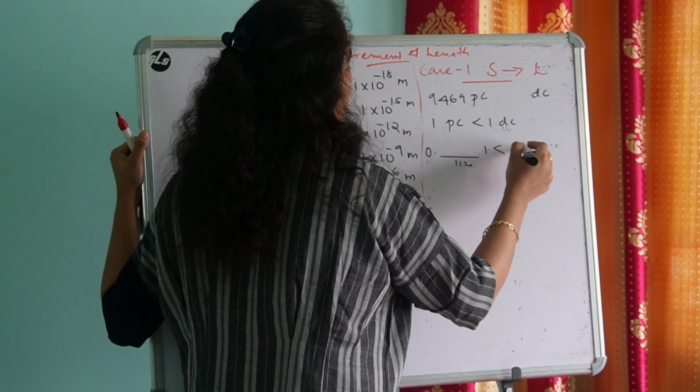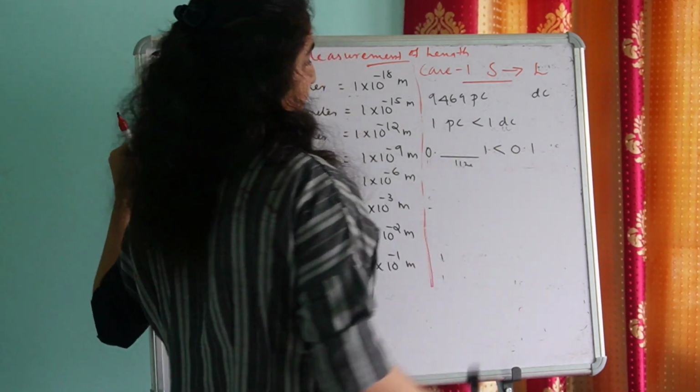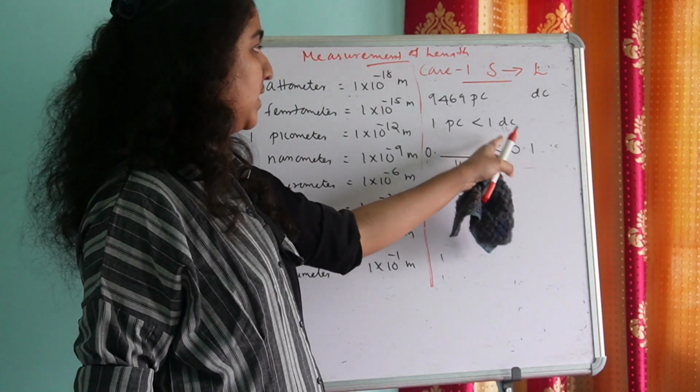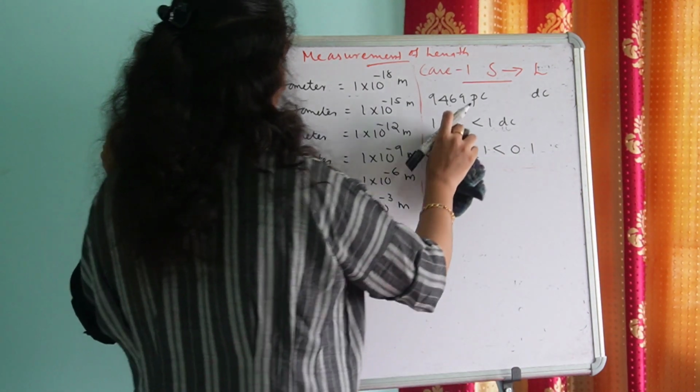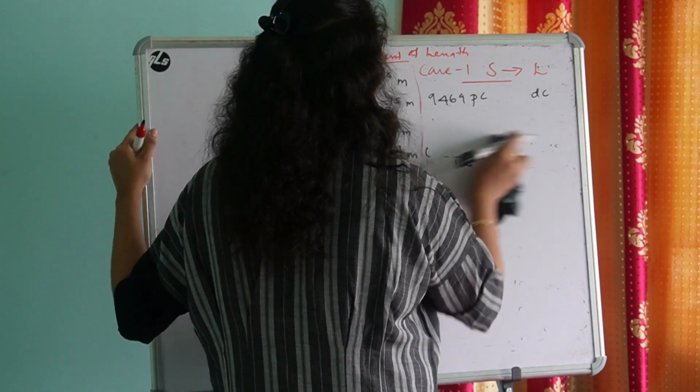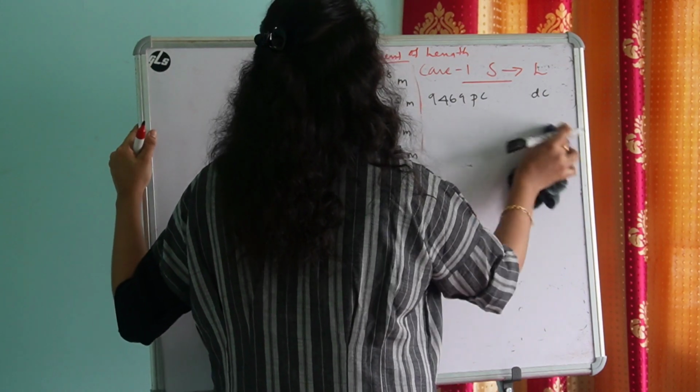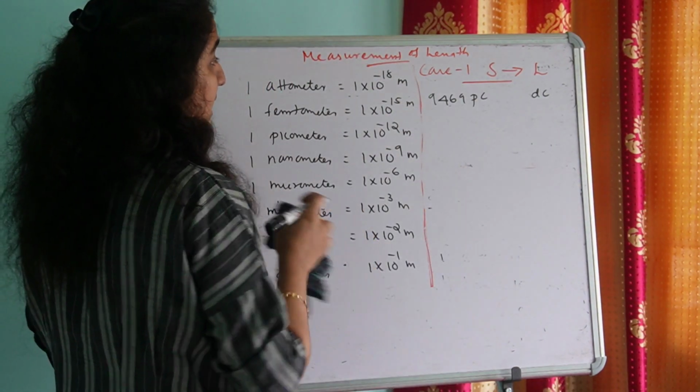Here, 1 decimeter is 0.1. So which value is greater? Yes, 1 decimeter is greater than 1 picometer. So the value is given in a smaller unit and you are asked to find it in a larger unit.